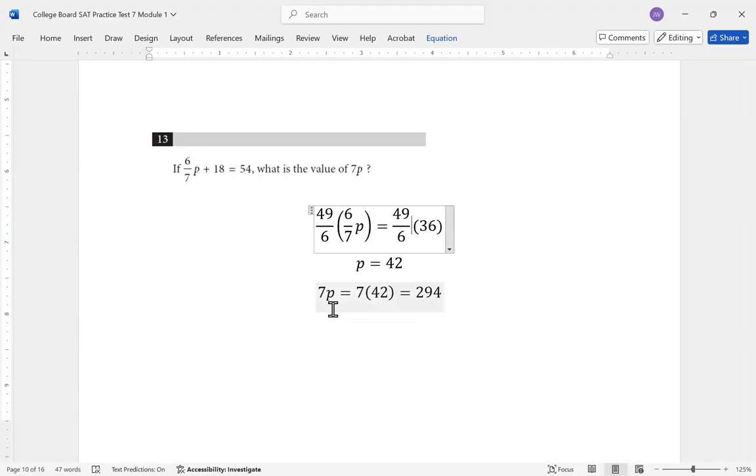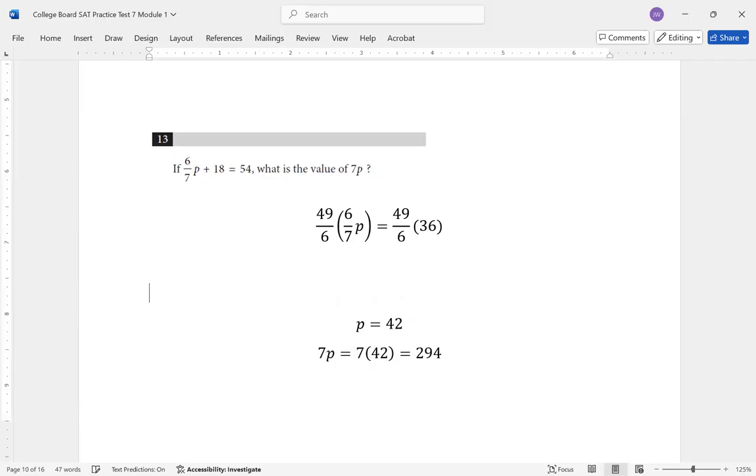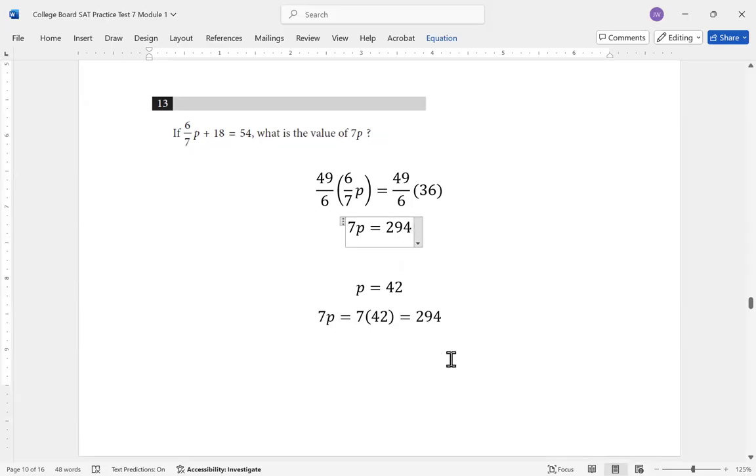But there you go. You can do it either of those two ways. At this stage, multiply by 7 over 6, and then find the p and plug it back in. Or just multiply by 49 over 6 and you get 7p equals 294. But 294 is the answer to question number 13.